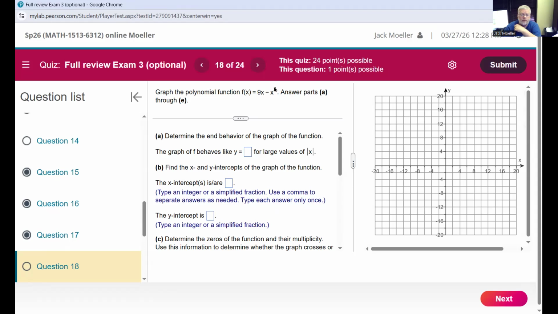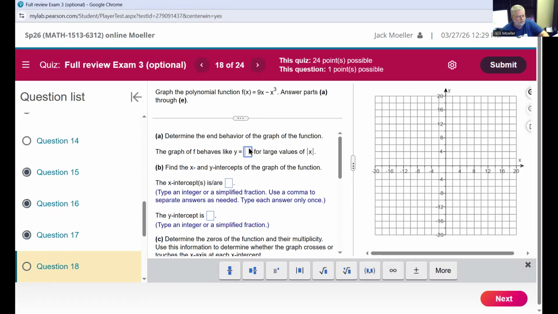The degree is 3, so it's acting like x cubed, right? And then it's a negative. So for us, we would say that's a downward S shape. Odd degree, negative leading coefficient. The way they want it is put your leading coefficient, which is negative, and then it's going to act like x cubed, so put in x cubed.